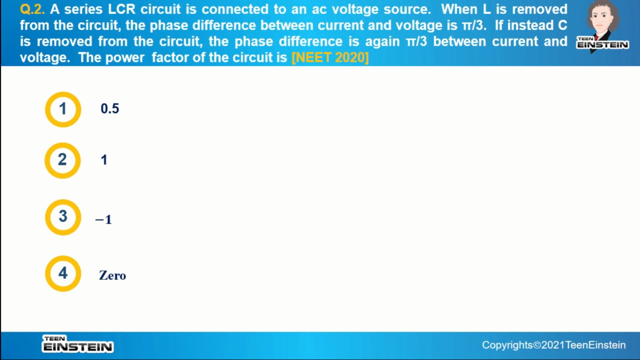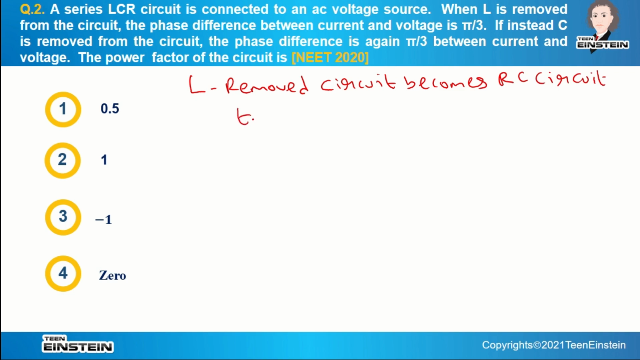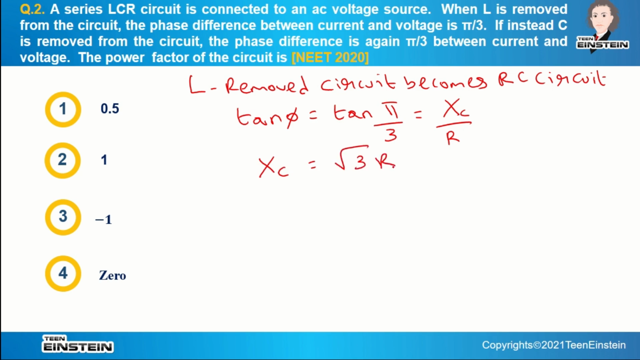Okay, so what happens here is, the first condition is you are removing L, so L removed, the circuit becomes an RC circuit. Okay, so in this state, the phase difference is pi by 3, so tan pi by 3 is equal to XC by R. Okay, so XC will become root 3 R.